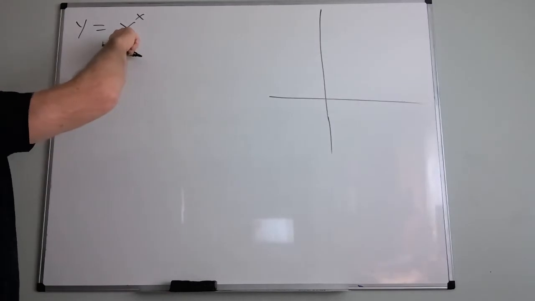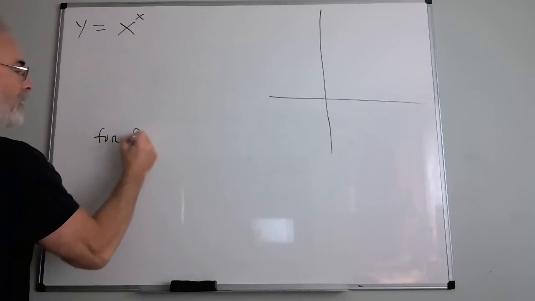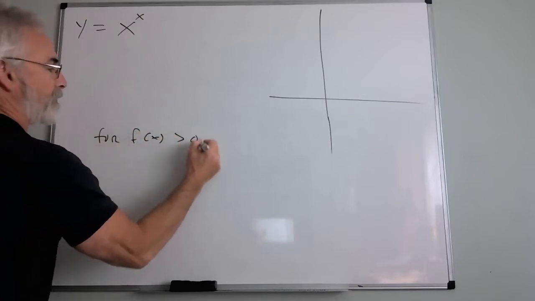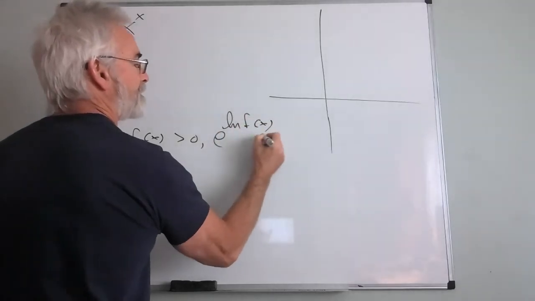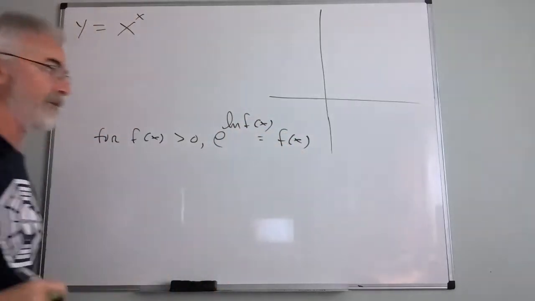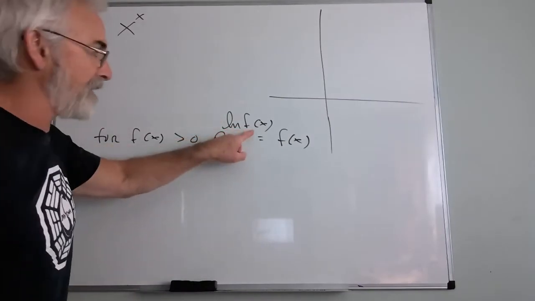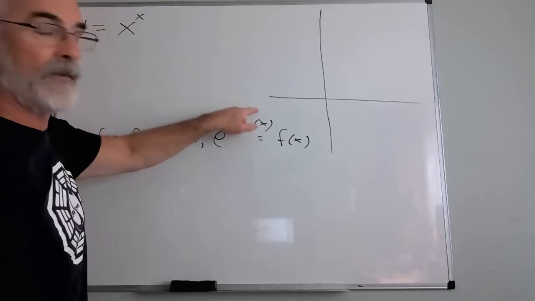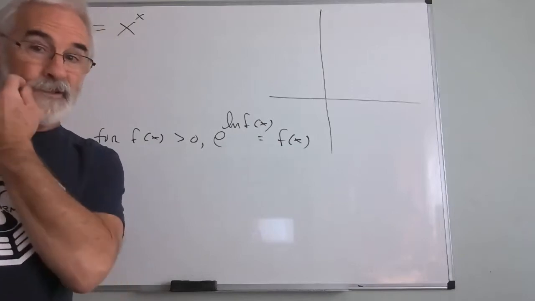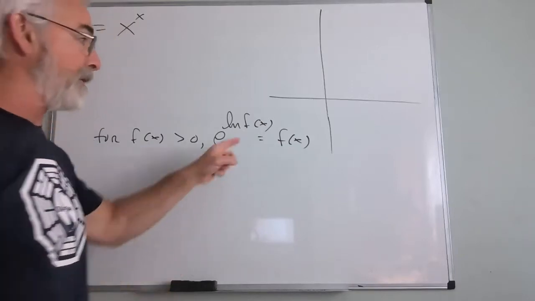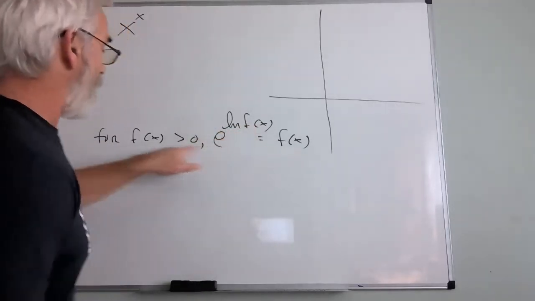I can't take the derivative of this as stated, but we know that for f(x) greater than 0, e to the log f(x) is always equal to f(x). That's an absolute, because the e and the log undo each other. And f has to be positive, because if I'm taking the natural log of something that's negative, that's imaginary. You can't take the log of 0, and only the log of positive values is going to be real. So this is always true.